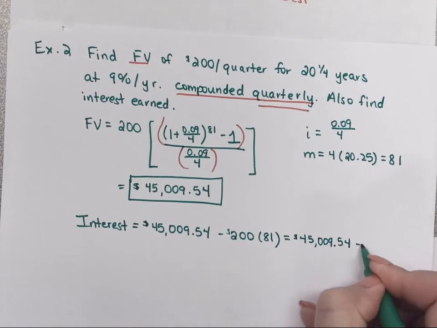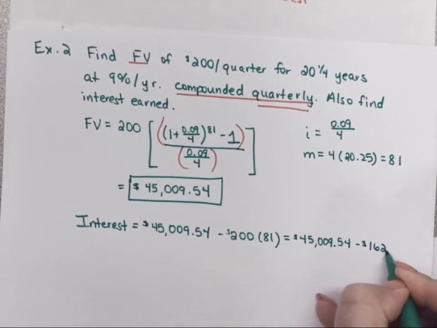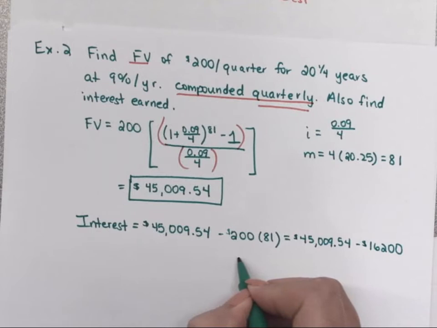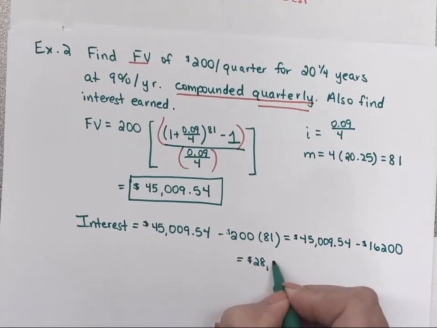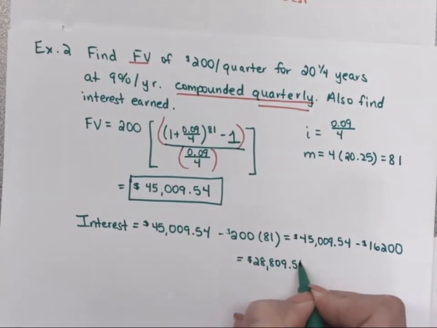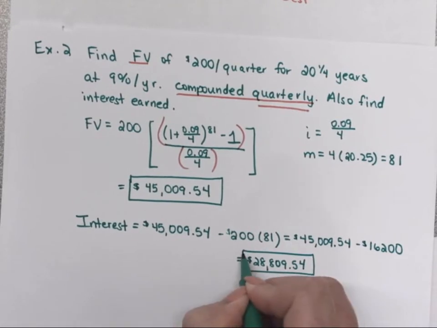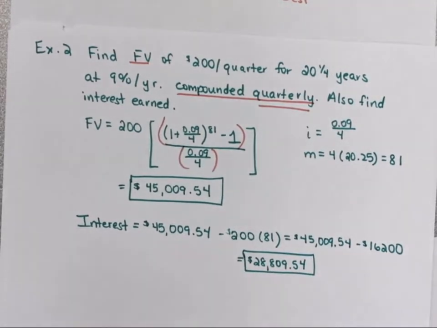that would be $45,009.54 minus 16,200 for a difference of $28,809.54.